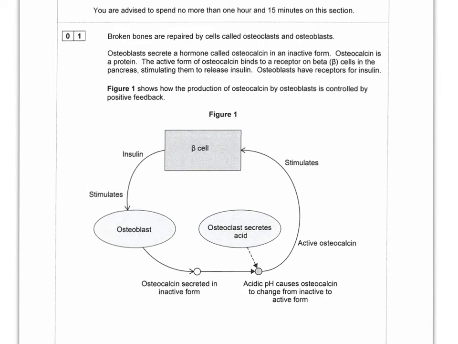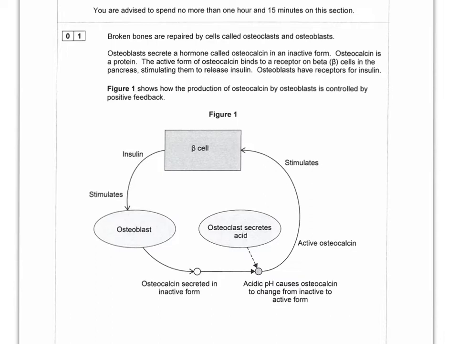Looking at this data, you can see that osteoclastin is a hormone and it's inactive initially. Osteoclastin is then activated later on by the pH decreasing. So the first question says, how is this an example of positive feedback? So in positive feedback, when something happens, it then causes more of a change.